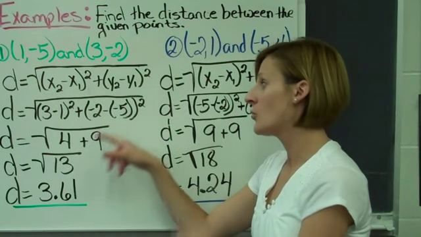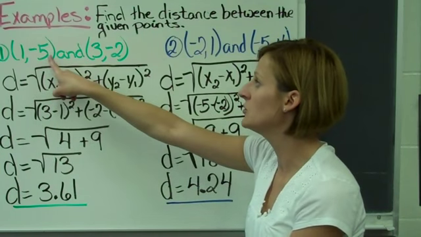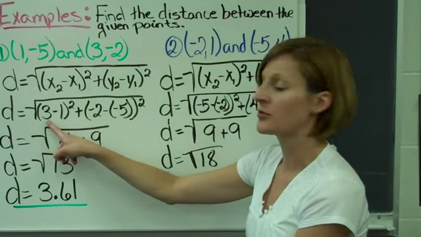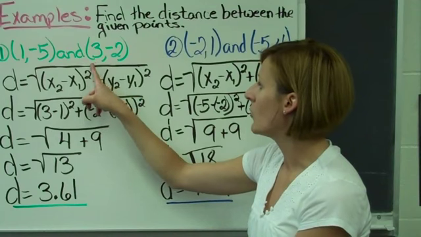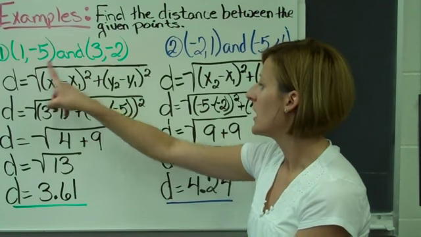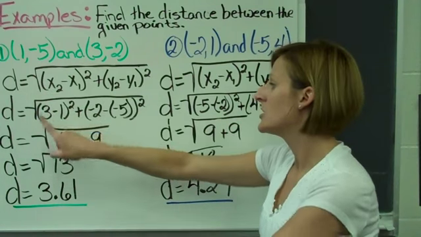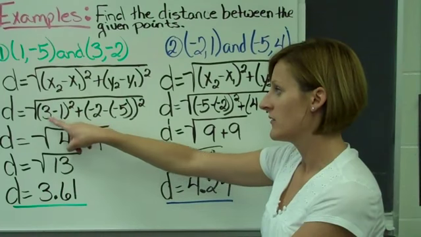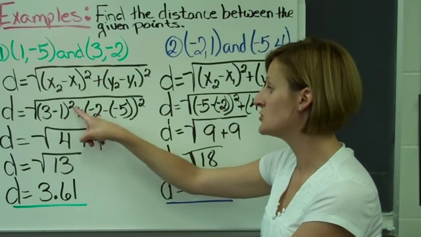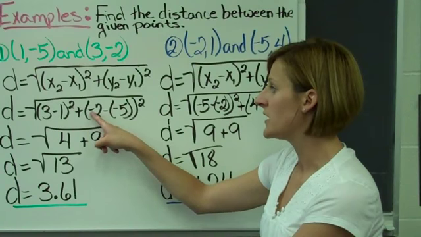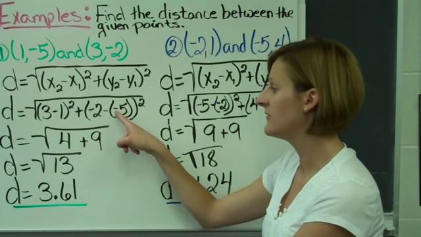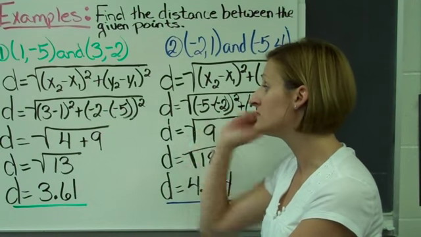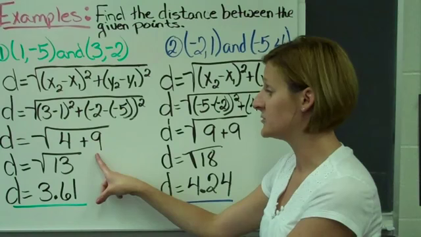Using this formula, we're going to put in for x2 the 3, x1 is going to be your 1, so you got 3 minus 1. Then y2 is the negative 2, and y1 is the negative 5. So you get 3 minus 1, sorry, squared. 3 minus 1 is 2, 2 squared is 4. Then you do negative 2 minus negative 5. Remember, keep, change, it becomes negative 2 plus 5. That gives you 3. Then square 3, and that gives you 9.